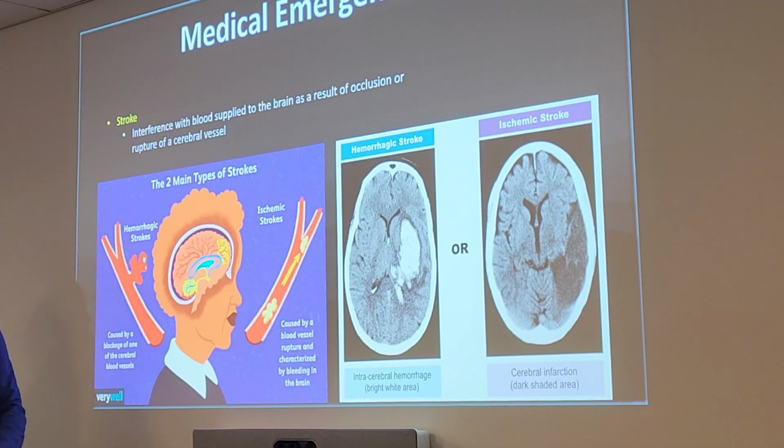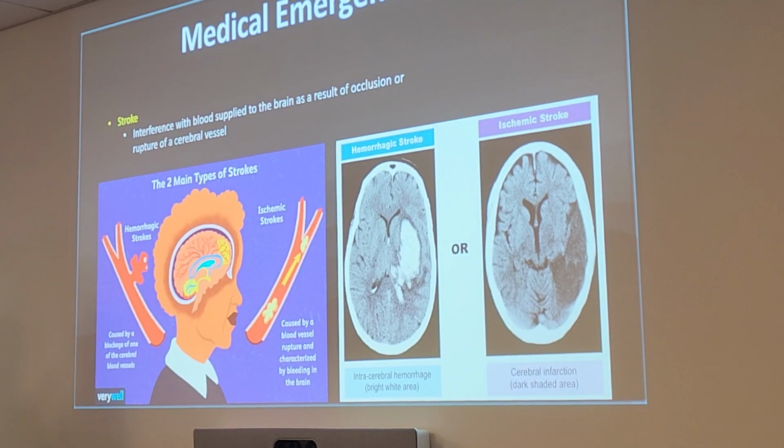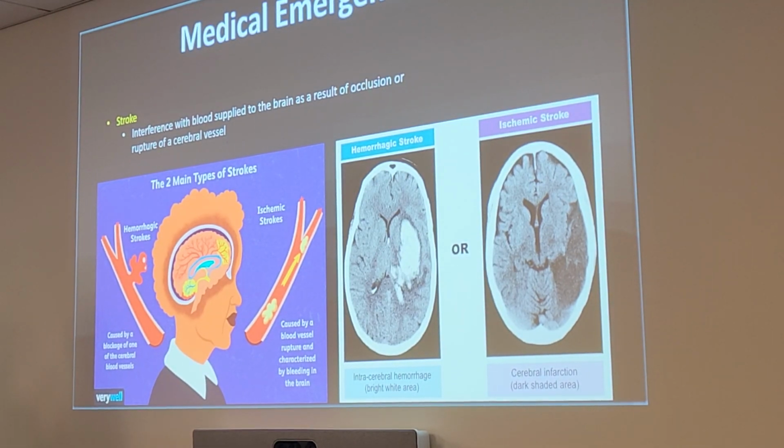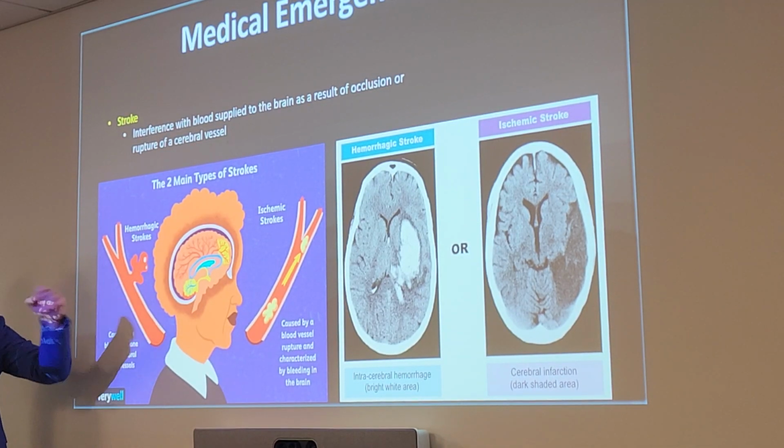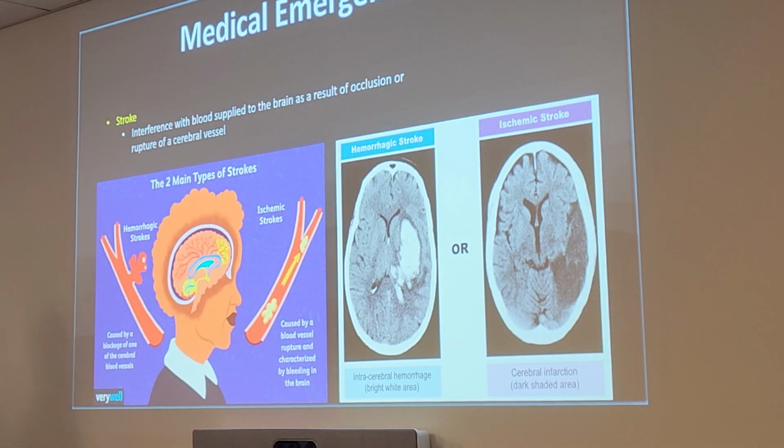Two main types of strokes. Something you'll learn a lot more of in CT and MRI, but something we still need to know as far as medical emergencies. Sorry, sir, that's the difference between ischemic and hemorrhagic. Hemorrhagic is blood flowing outside the vessel. Ischemic is a blockage. That's the easiest way to remember those two. You see the picture showing me?